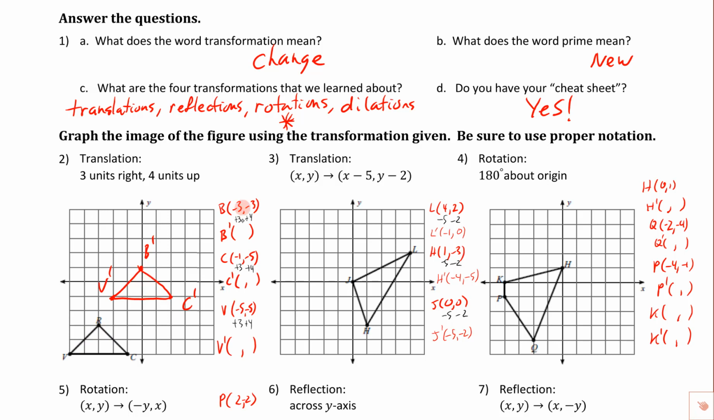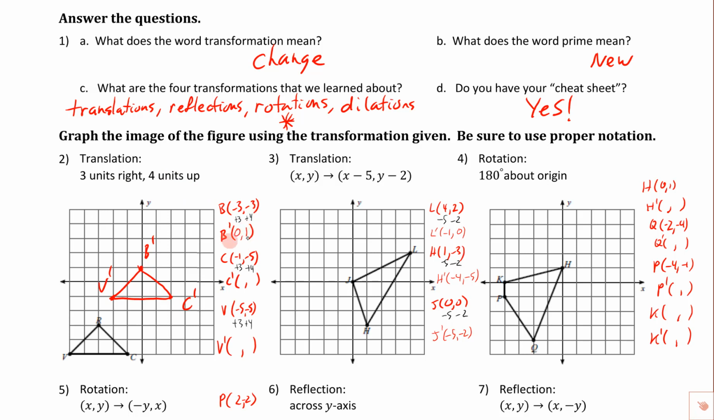Now if you needed to, and on some of these, especially for the rotations, it would be a good idea if you wrote them down. I'm going to go ahead and figure out what each one of these is by actually doing the transformation with the numbers, with the coordinates. So right 3 would be add 3 to the x coordinate, up 4 would be add 4 to the y coordinate. So this is going to be 0, 1.